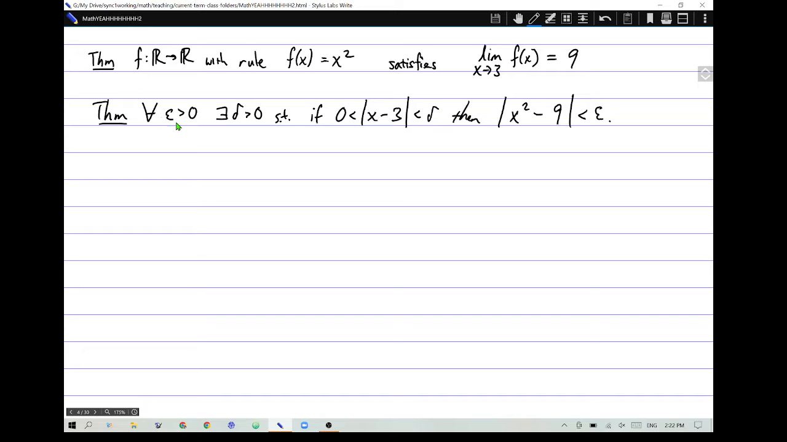In different language. For all epsilon greater than 0, there exists a delta greater than 0, such that if 0 is less than the absolute value of x minus 3, closed absolute value, is less than delta, then the absolute value of x squared minus 9, closed absolute value, is less than epsilon.